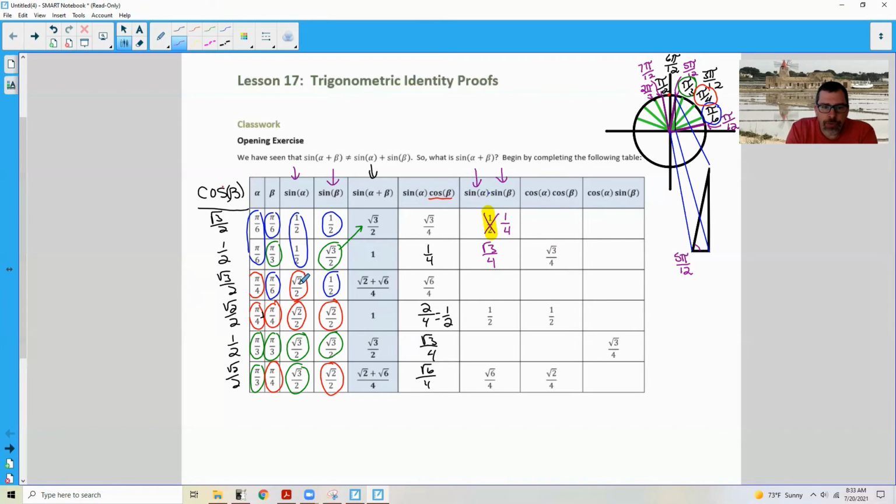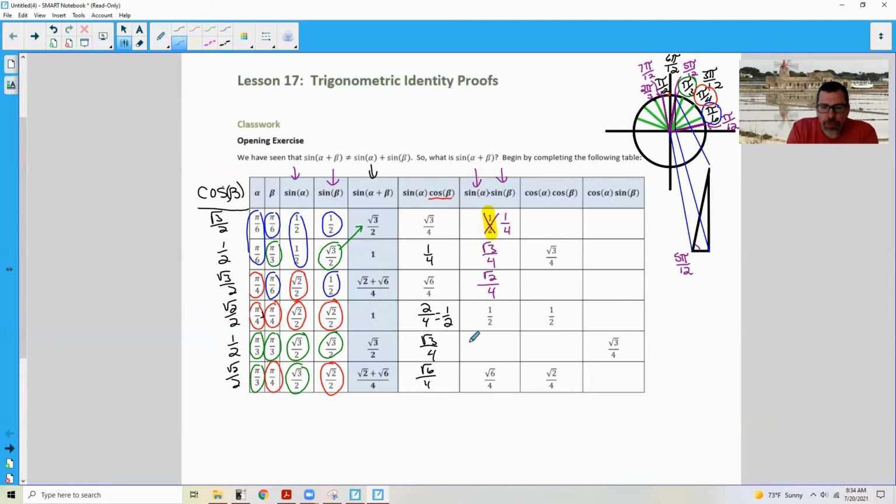Sine of alpha, root 2 over 2 times 1/2. Root 2 times 1 is the square root of 2. 2 times 2 is 4. And then this times this, root 2 times the root 2 is 2. 2 times 2 is 4. 2 over 4 is 1/2. That's correct.